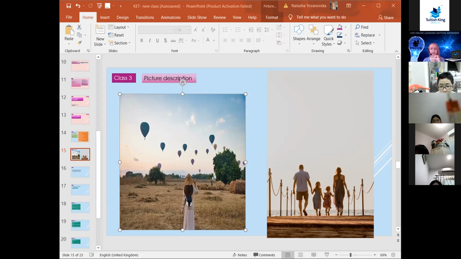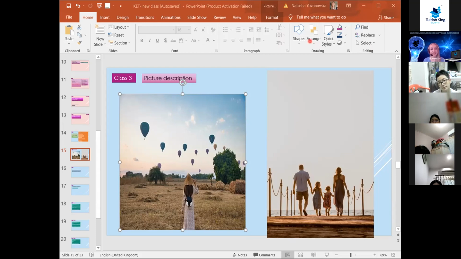What else can we say? They're walking over there. Do you think that they are going on a holiday or something? Do you think that they're on a holiday? Yes. Okay. What kind of holiday is that? Summer holiday, winter holiday? Summer holiday. Okay, perfect.